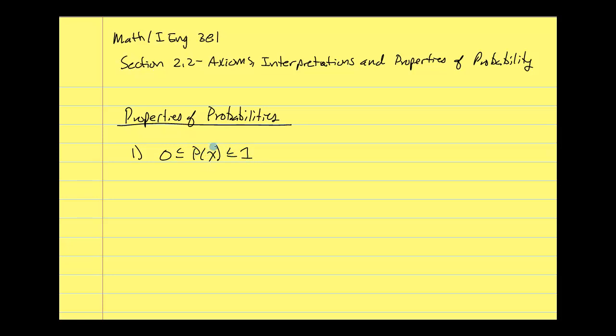So here we have the probability of event x. That's what this notation means. P of x is the probability of event x. This is not functional notation. This does not mean take a value of x and plug it into the function p. This means the probability of event x. All probabilities are between 0 and 1.